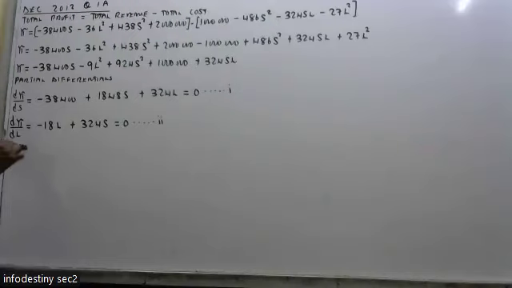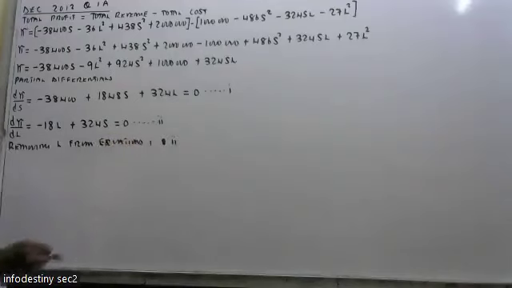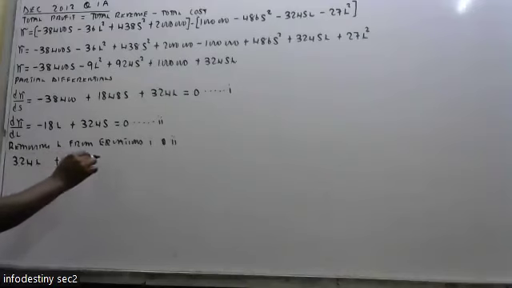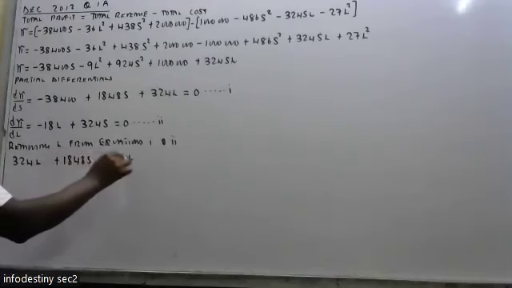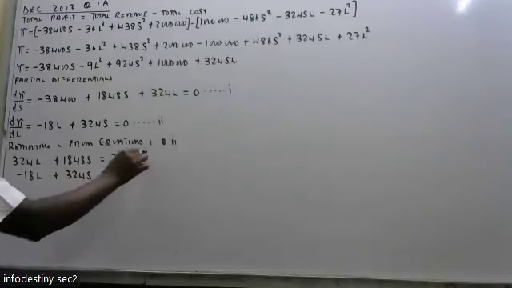Removing L from equations 1 and 2. From equations 1 and 2, we have 324L plus 1848S is equal to 38,400, and negative 18L plus 324S is equal to 0.